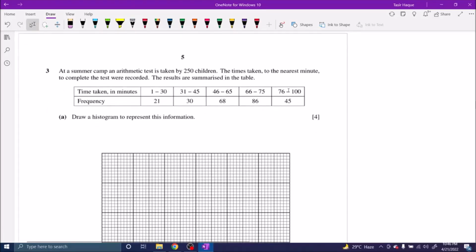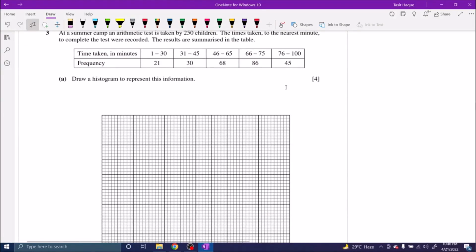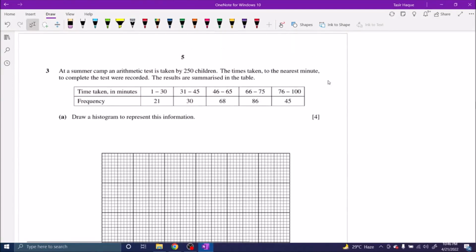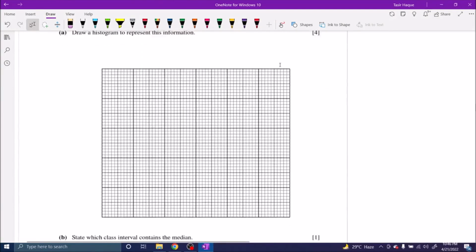For number 3, we have a histogram. We should represent this data properly. So let's label the axis first. What's the x-axis going to be? Time in minutes.